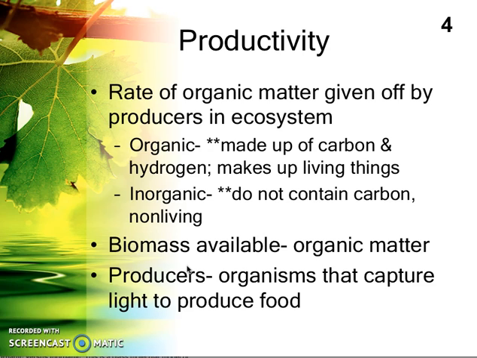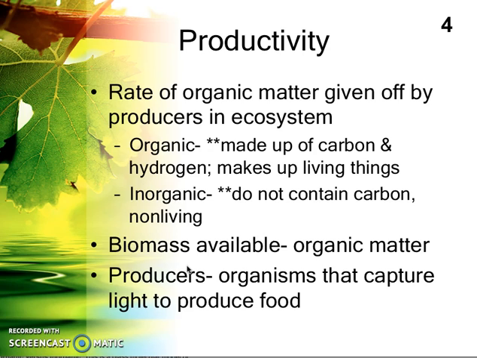So a producer is an organism that captures light energy from the sun and produces food. So with plants, we saw that they took in light energy from the sun and carbon dioxide, and they produced a food, which is glucose. So they're taking something that's inorganic and making it organic. So CO2 is an inorganic molecule, doesn't have those hydrogen, it's not making up the living things, and it's converting it into glucose, an organic molecule.